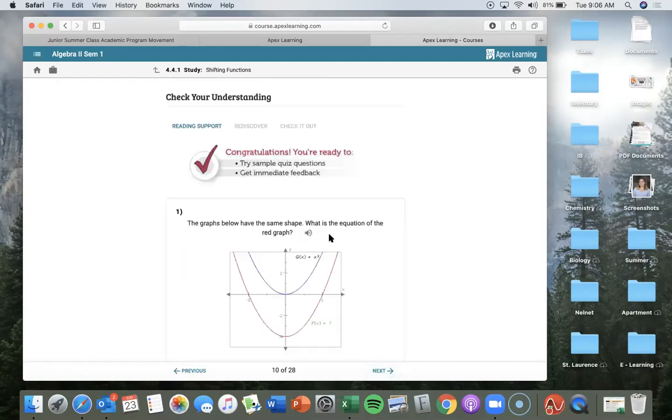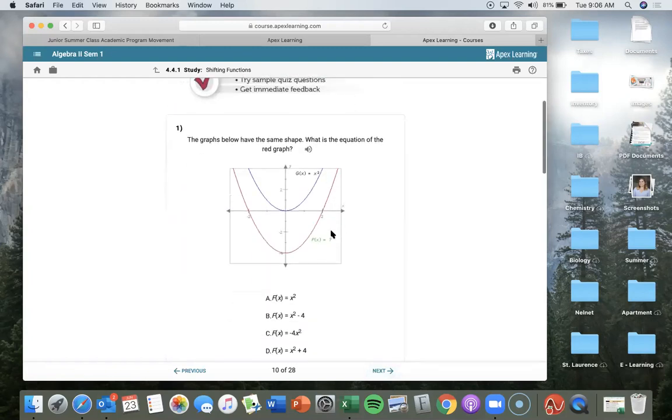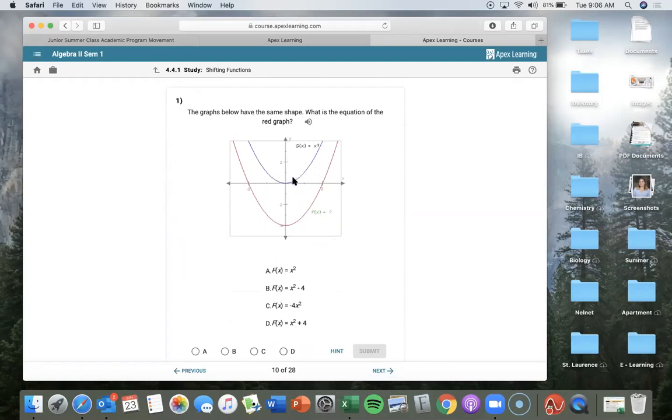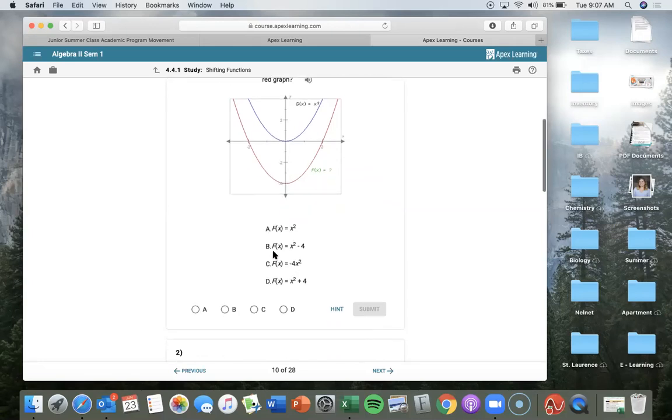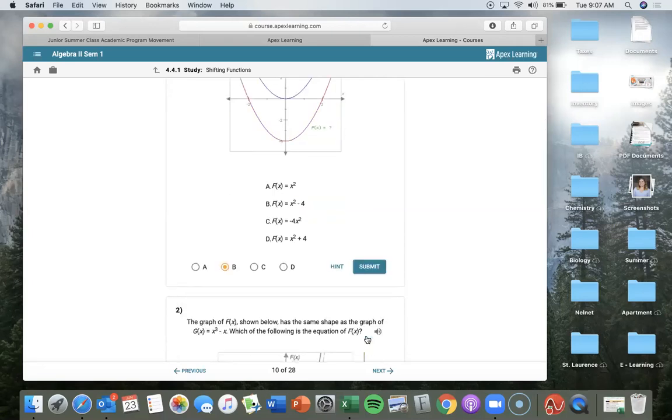So for example, here, the graph below has the red shape. What is the equation of this graph? We have to look at our original, which is x squared. And we know I moved down by 4 units. So I'm going to have x squared minus 4, because I've moved down by 4.